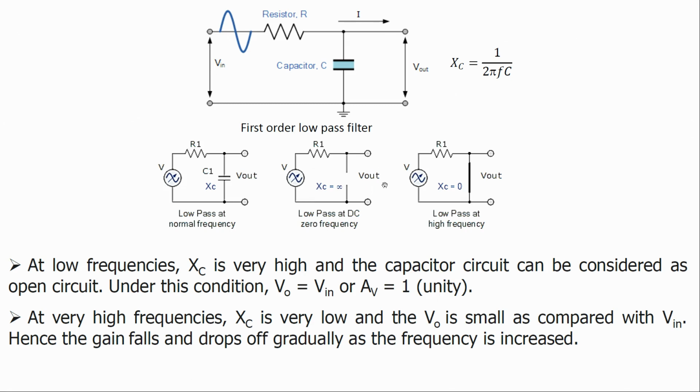If the frequency is high, then Xc would be very low. If f is high, Xc would be low. If Xc is low, then Vo is small as compared to Vin, hence the gain falls gradually as the frequency is increased. This is how the RC filter works. At lower frequency, the circuit allows the signals to pass. At higher frequency, above the cutoff frequency, the circuit will stop the signal from passing through it.